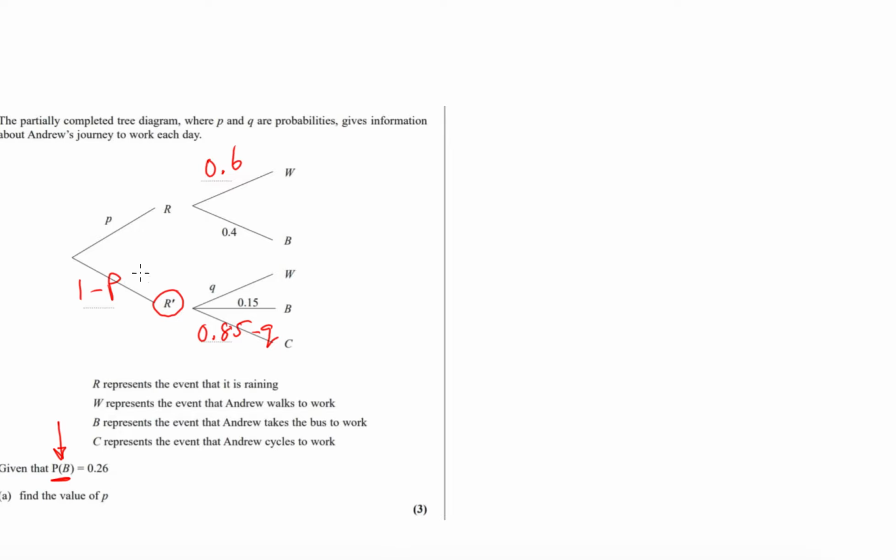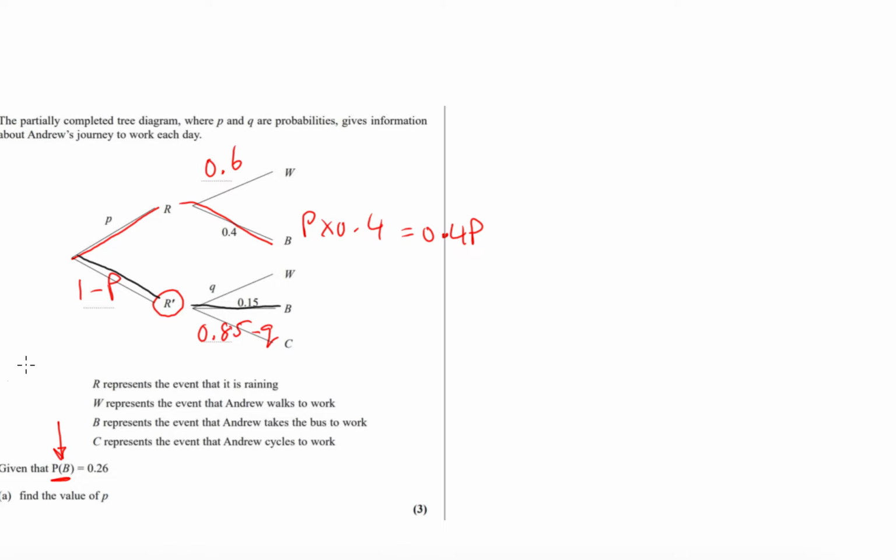To take the bus to work, we either go along here and then along here, or, in another colour, we go along here and then along here. There are two ways to take the bus to work: either it rains and he takes the bus, or it doesn't rain and he takes the bus. Let's work out each probability. When we go along, we multiply, so this is P times 0.4, and that is 0.4P.